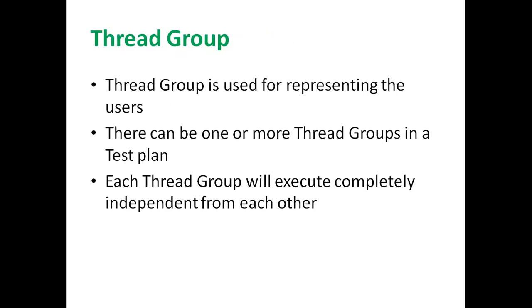So first will be thread group. A thread group represents the users. You can have one or more thread groups in a test plan, and a test plan is nothing but the test area that we are going to work in. Each thread group executes completely independently from the others. You don't have any dependency between the thread groups. If you want to link them, you can, like using a common data file for all the thread groups, but they are always independent of each other.